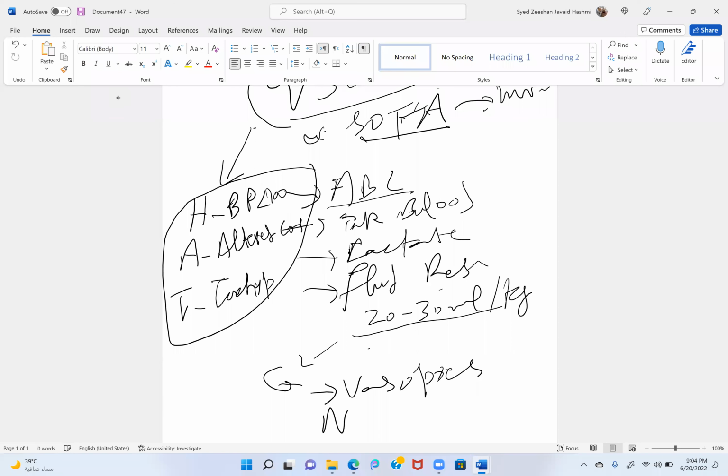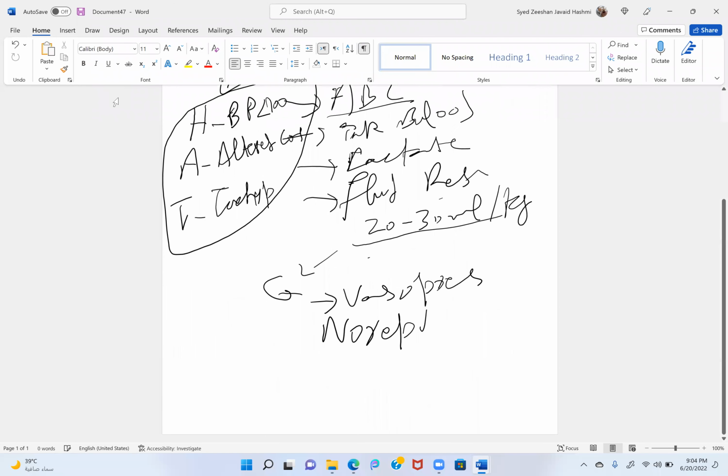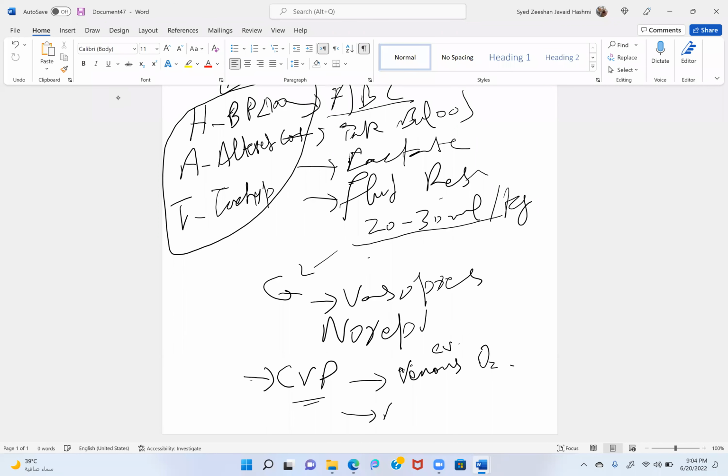The vasopressor of choice is norepinephrine, okay. You will start norepinephrine, and then you will be following the pulse pressure variation, not CVP. You will do the venous oxygen saturation, okay. Central venous oxygen saturation, because the more accurate one is mixed venous.